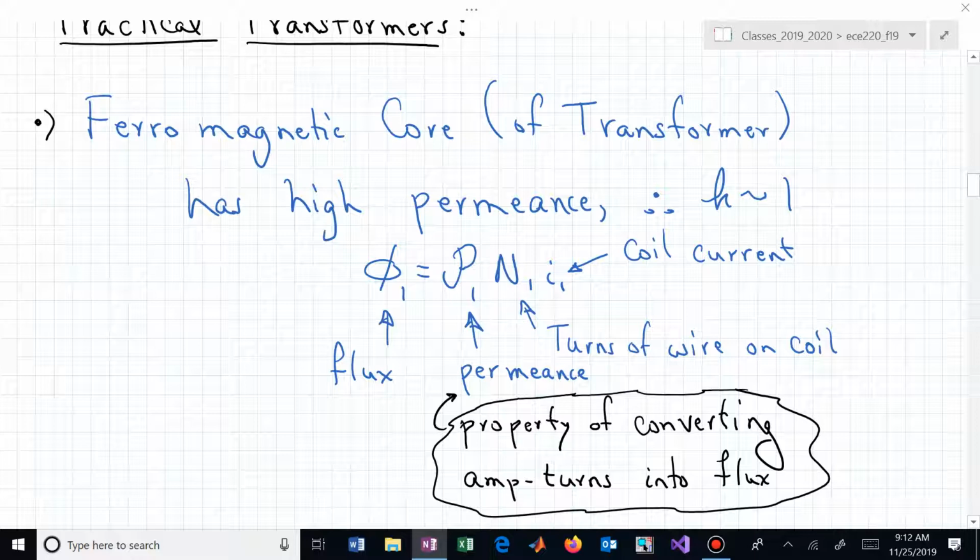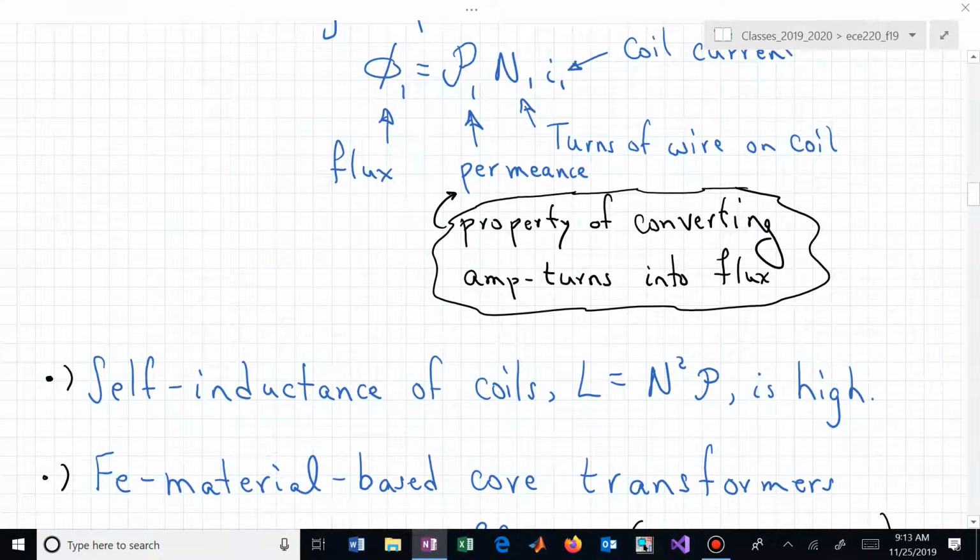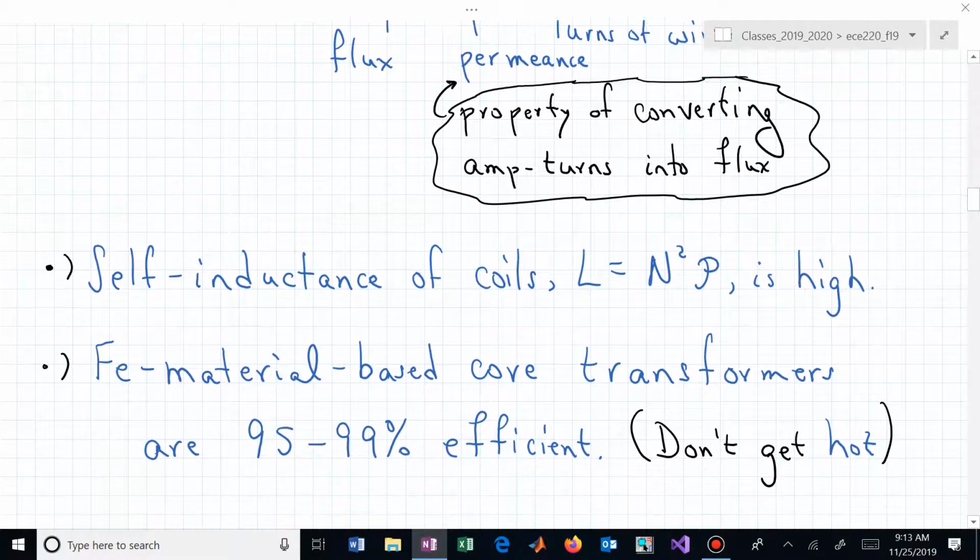And remember, k in our mutual inductance expression is 1. And here in the practical transformer, it's pretty much 1 because of the high permeance. Also, because the permeance is high, that's this funny P symbol, our self-inductance is high. We said in the ideal case it's going off to infinity. In reality, it's pretty high: N squared times a high permeance P.